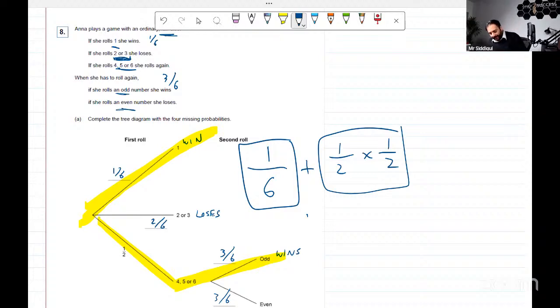And 1/6 times... add 1/4. 1/6 add 1/4, you should be able to work out. So that is 10/24.